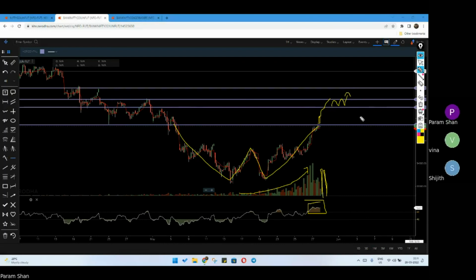These are all zones only. This is a consolidation phase. Since it was falling from the top, this is a distribution area. It came here, it started distributing between this price range, again it fell down. So history repeats. When the price is coming to this range area, then this will have the accumulation.